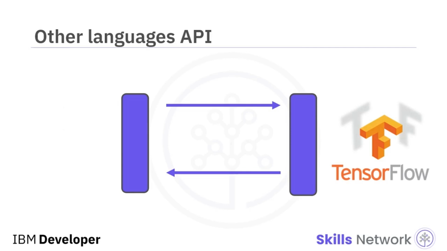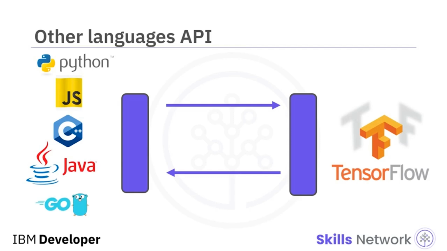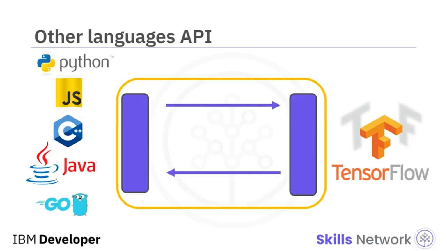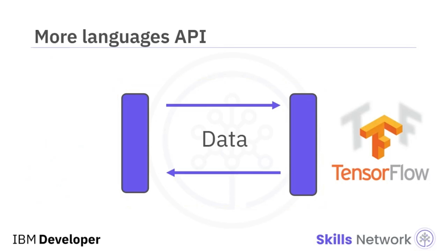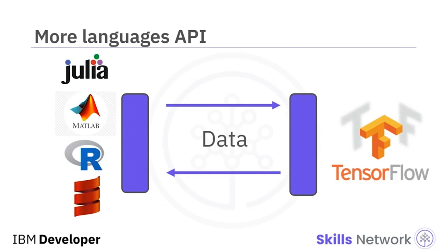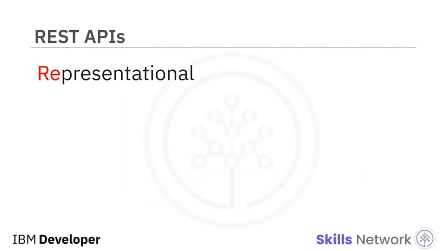Consider TensorFlow at the back end, written in C++ that can use APIs for other languages, such as Python, JavaScript, C++, Java, and Go, and thus the API is just the interface. Other volunteer-developed APIs for TensorFlow are Julia, MATLAB, R, Scala, and many more. So REST APIs are another popular type of API.